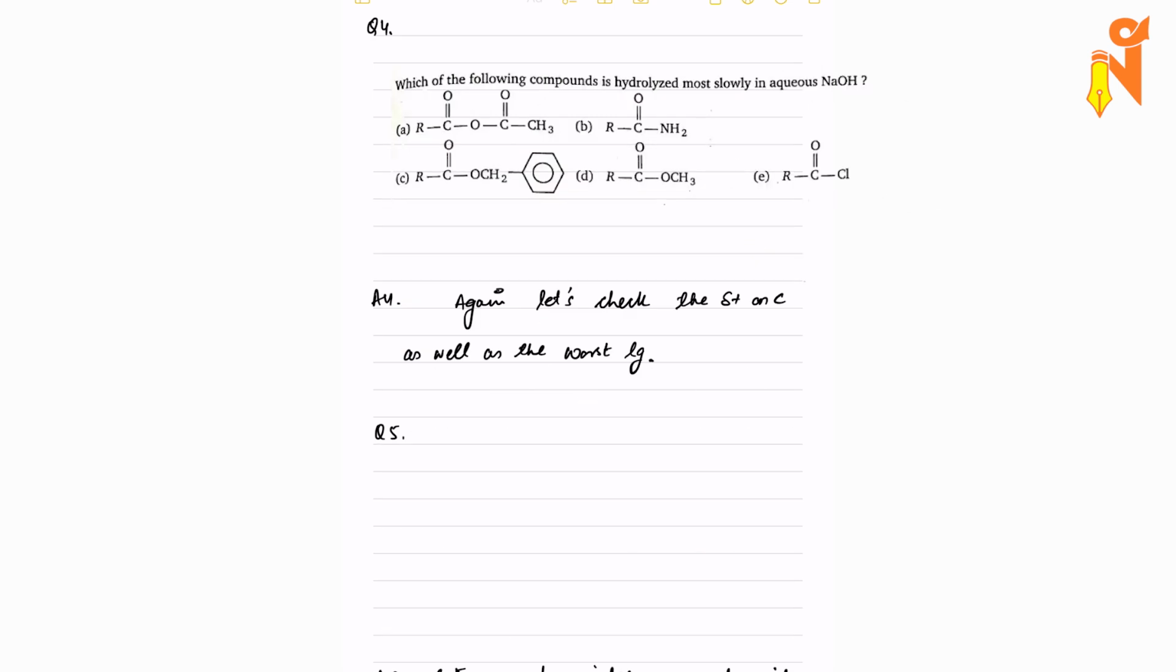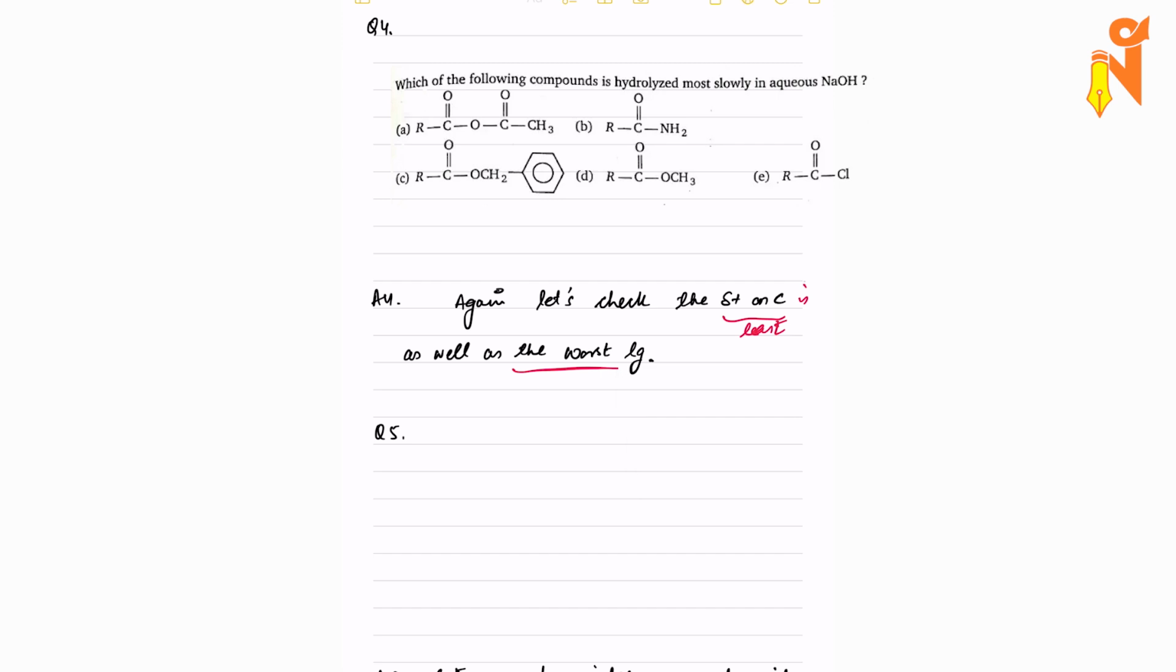So now come to question number 4. In question number 4, again it has been asked which of the following compounds is hydrolyzed most slowly in aqueous NaOH. Again they are talking about the hydrolysis in basic medium. We have to check where the delta positive is least, and also where the worst leaving group is present.